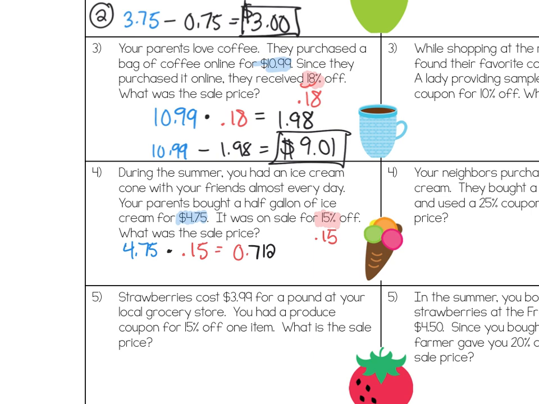0.7125. So we'll just put that whole thing in, but you could round it to the nearest cent. Okay. Then I'm going to take my original price, 4.75, and I'm going to subtract out 0.7125. And you will get an answer: 4.75 minus 0.7125 is equal to $4.04. So your final answer here would be $4.04 that you spent as your sale price on the ice cream.